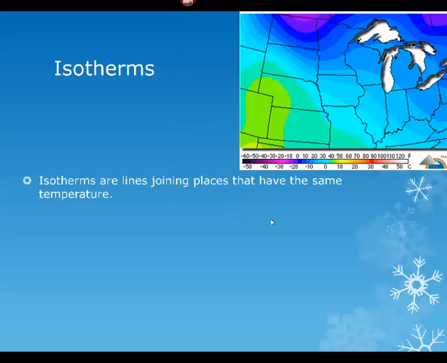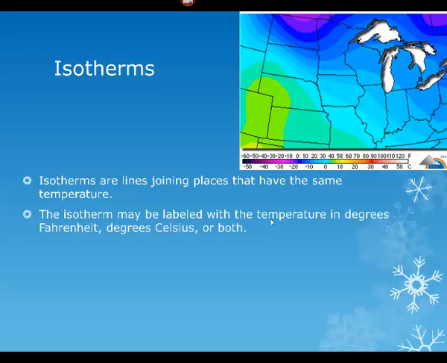Isotherms. An isotherm is a line that joins places that have similar temperatures. Isotherms may be labeled with the temperature in degrees Fahrenheit, degrees Celsius, or even both, like you see in this map. Also notice that this map has a number of different colors. The different colors represent the isotherms.